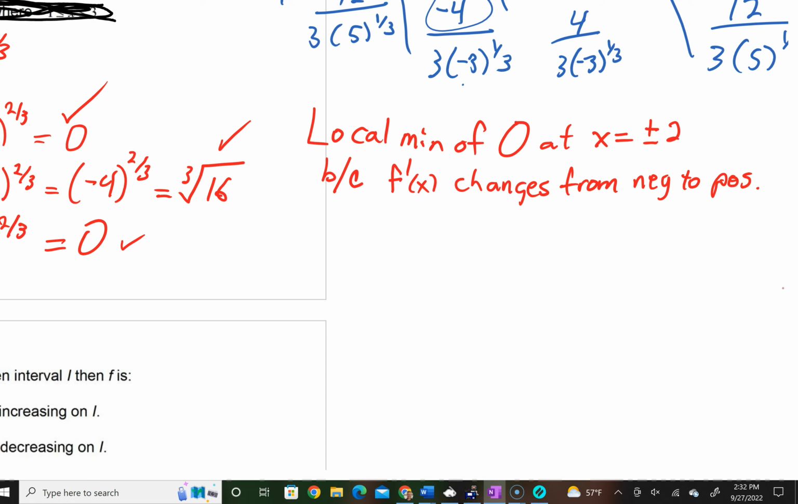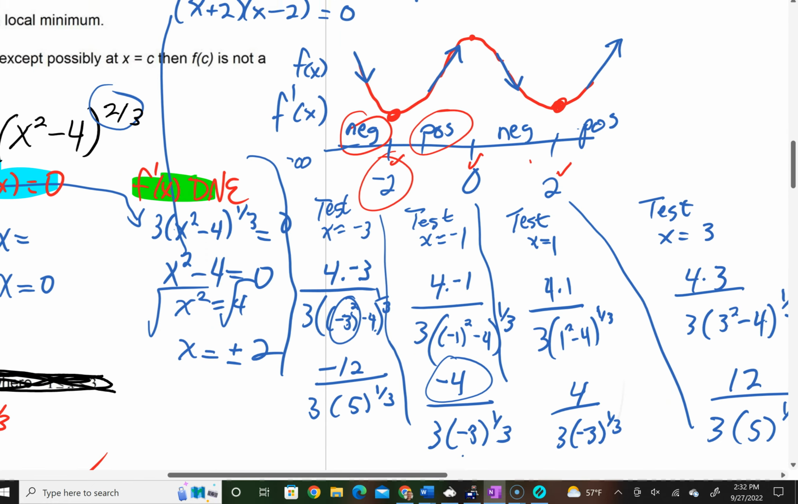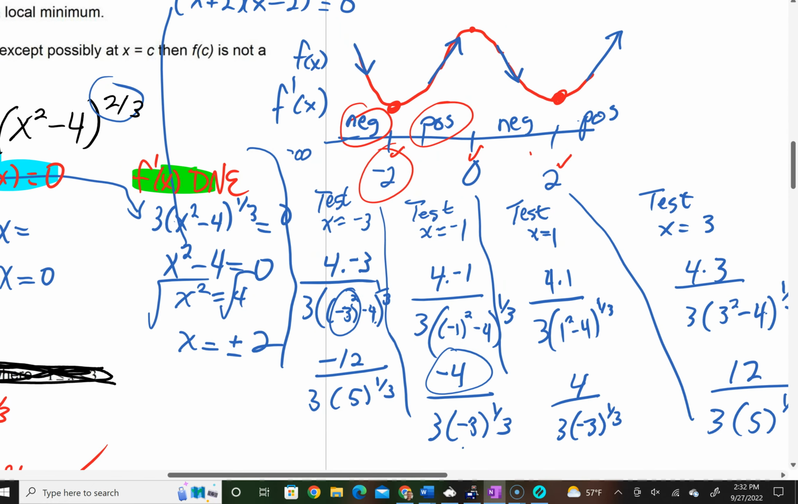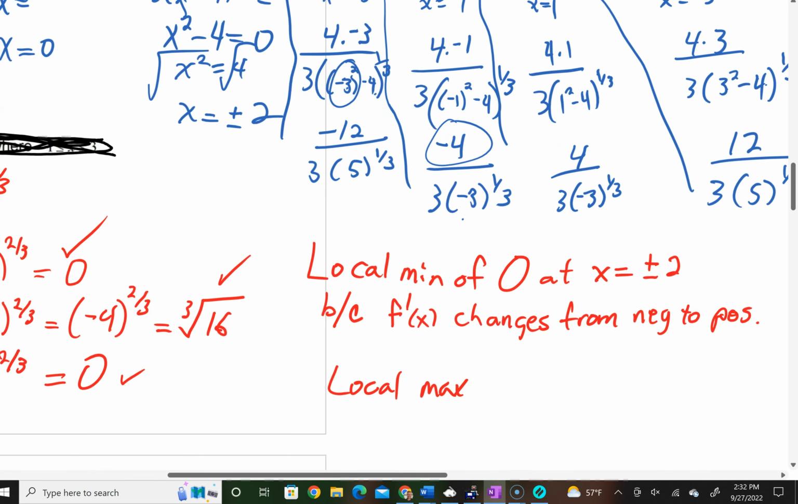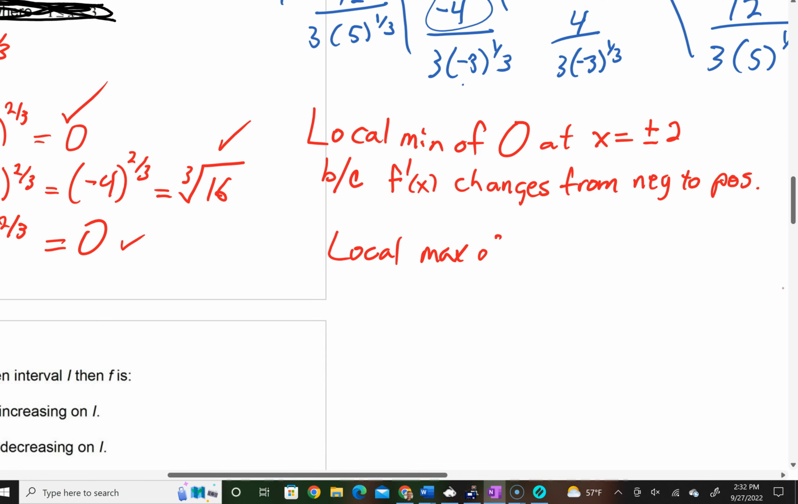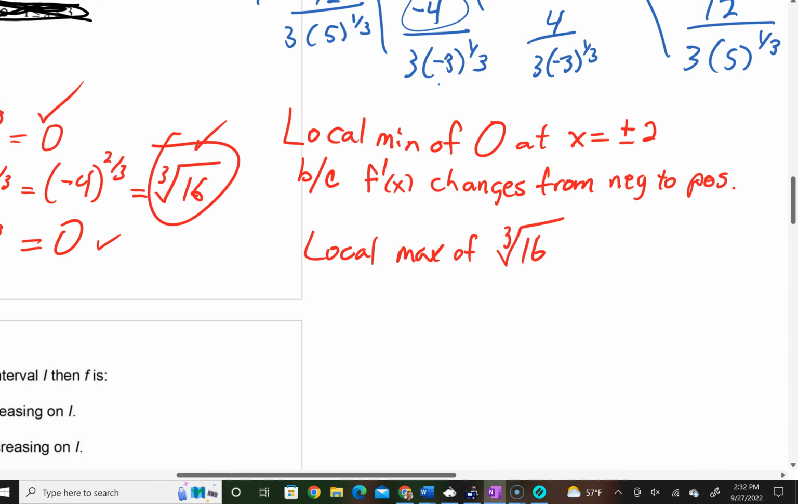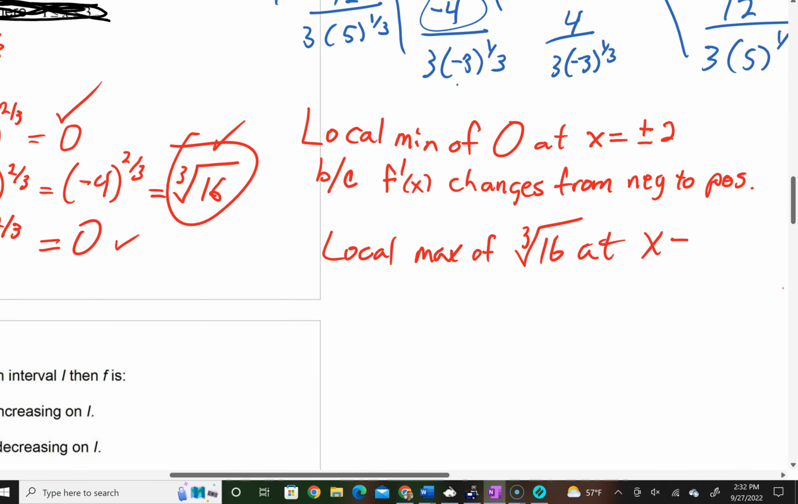Let's finish this up. There's also a local max. And you could say, well, just from that number line right there, wow, I'm looking here. Here's your high point. But remember, if I'm saying there's a local max, I better name the y value. Local max of, what's the y value? Cube root of 16. That's right here. At what x value? At x equals 0. And then we can say because. Now, I could say because f prime changes from positive to negative.